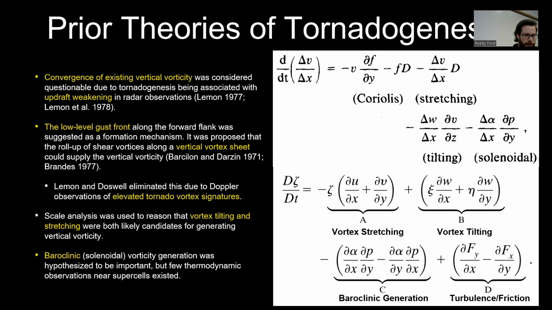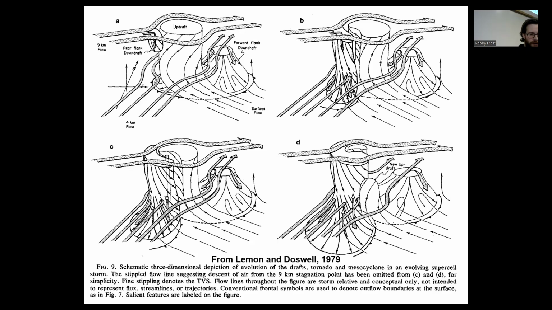I think I mentioned a little bit later, but that was them trying to correlate their observations with their conceptual models. Scale analysis was used to reason that vortex tilting and stretching should clearly be candidates for generating vertical vorticity as well. And that baroclinic vorticity generation could be important, but at the time there were few thermodynamic observations near supercells. So we didn't really know whether this baroclinic term, from the temperature gradient from the cold pool to the inflow, really mattered as much. So this is just some of their thought process and what they put forward.